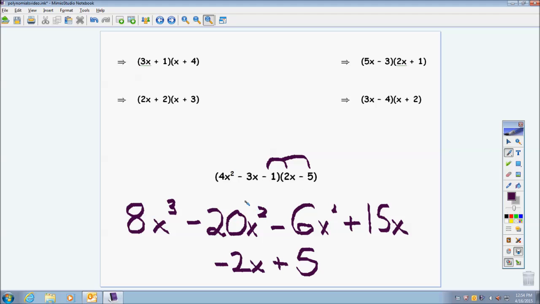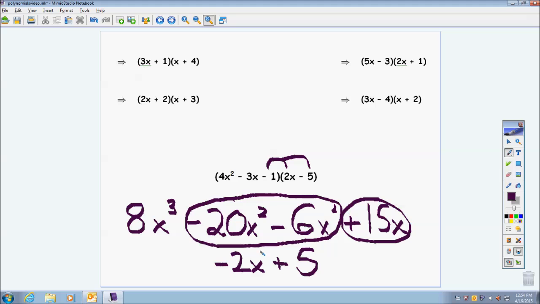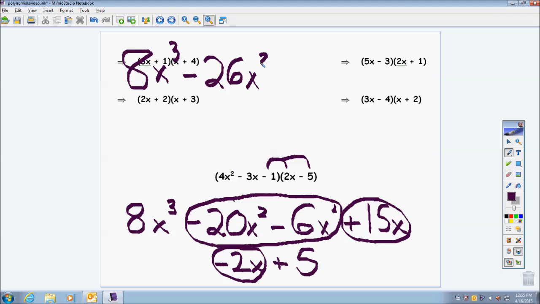Now, we have some work to do. We've got to combine the x squareds, and we've got to combine the x's. 15x minus 2x. Okay, the first term is always going to be by itself, the cube. So 8x cubed. Okay, these need to be combined. Negative 20 minus 6 is negative 26x squared. Don't forget to have the x squared. And then for the x's, you've got 15 minus 2, which is 13. So 13x. And then plus 5.